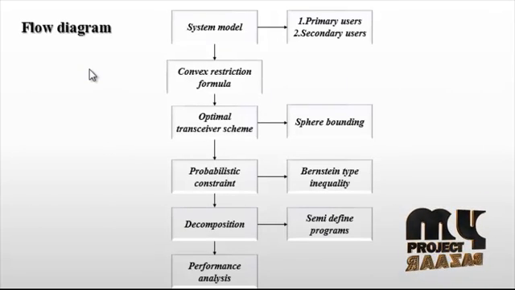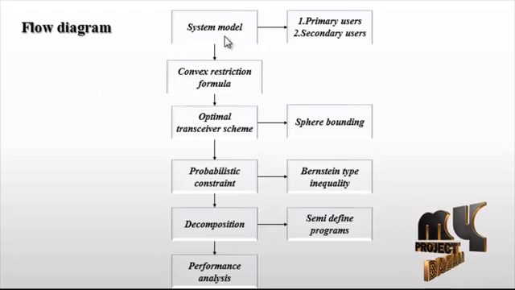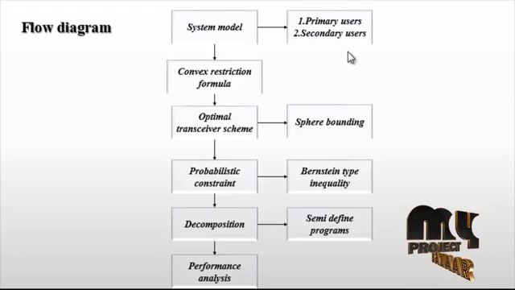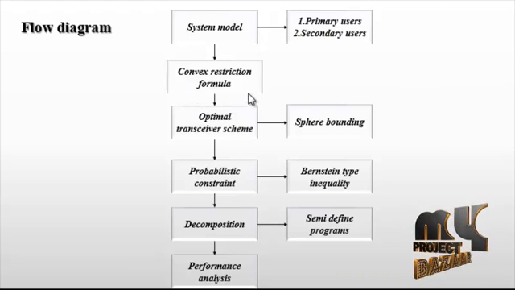Let us discuss the flow diagram of the product. So this is the overall flow diagram. First of all, the system model. In the system model, we present the primary user and the secondary user, and then the convex restriction formula.